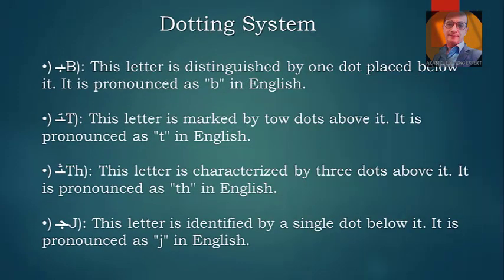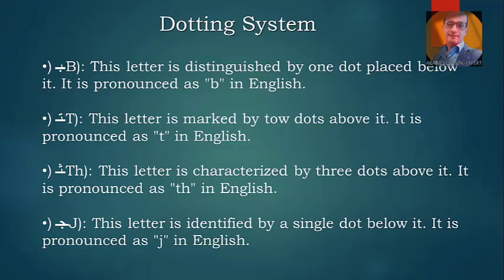Dotting system. B. This letter is distinguished by one dot placed below it. It is pronounced as B in English. T. This letter is marked by two dots above it. It is pronounced as T in English.